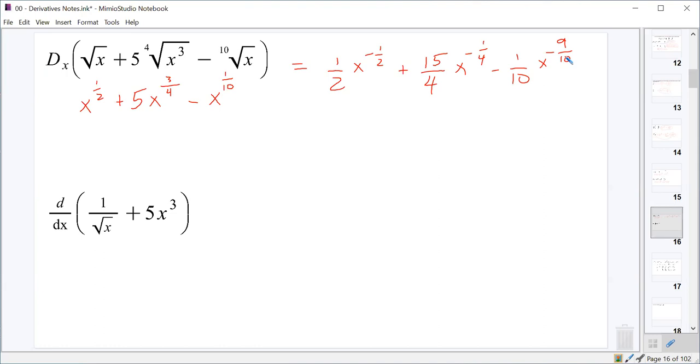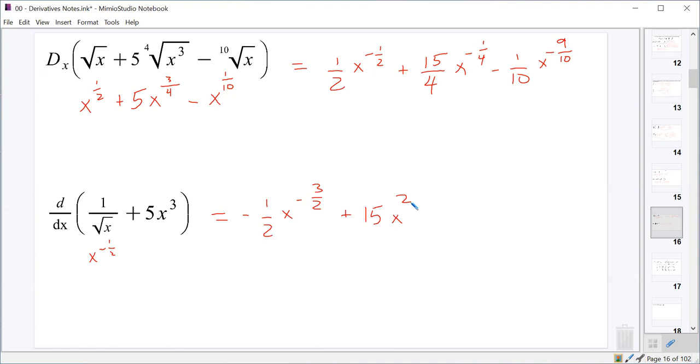And down here, 1 over root x is the same as x to the negative 1/2. So when we take the derivative of x to the negative 1/2, we should get negative 1/2 x to the negative 1/2 minus 1, or negative 3/2. And then 5x cubed should just be 15x to the 2nd power.